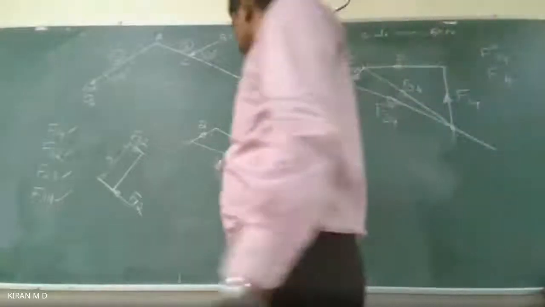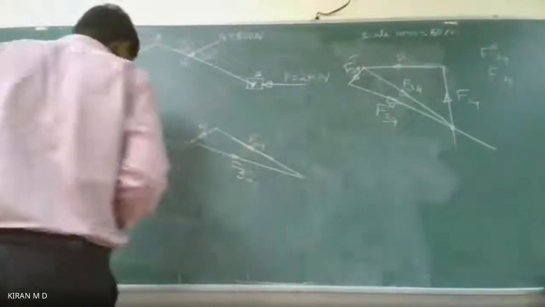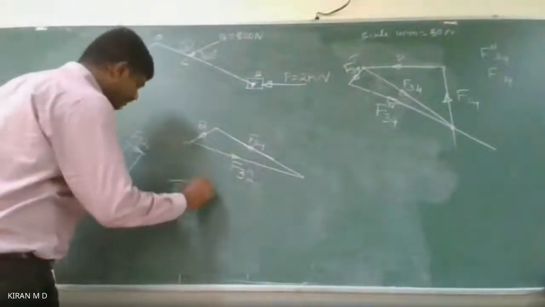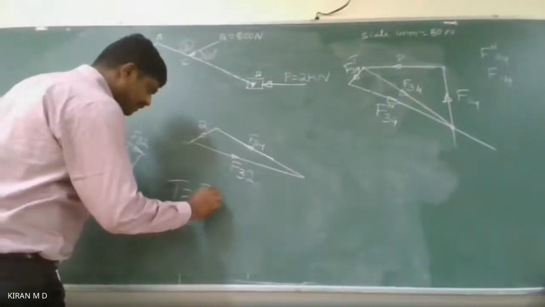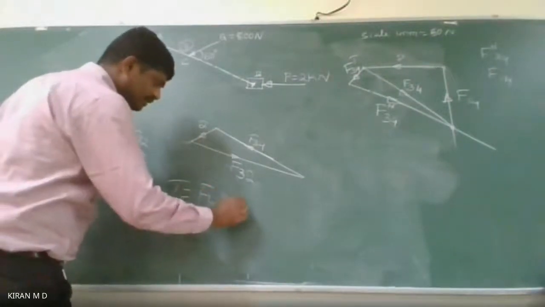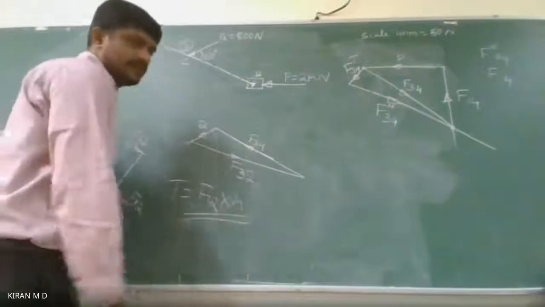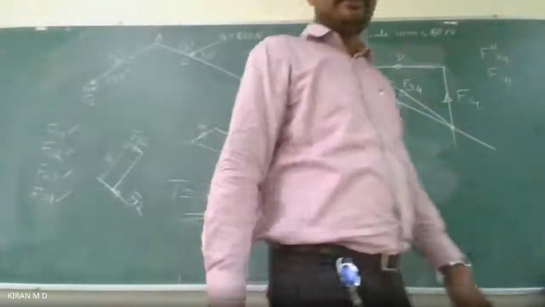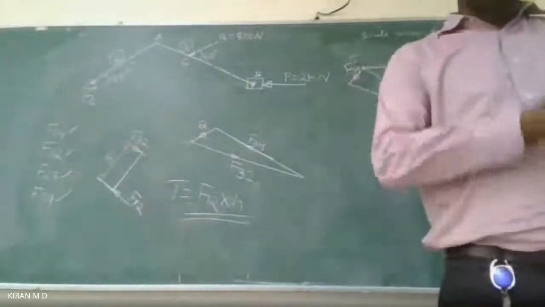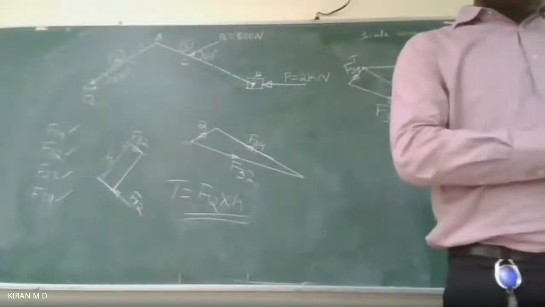Once you get this H, you know that torque is equal to F12 into H. You are going to get the torque. This is the problem.